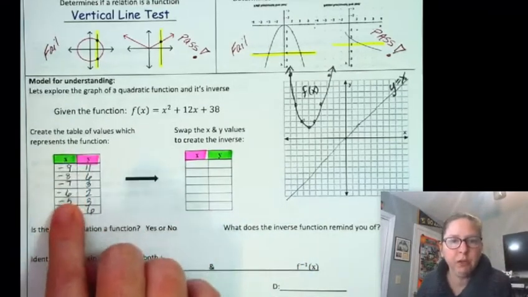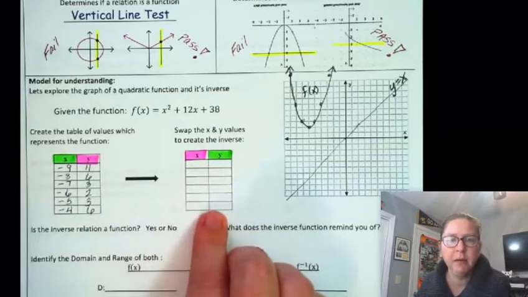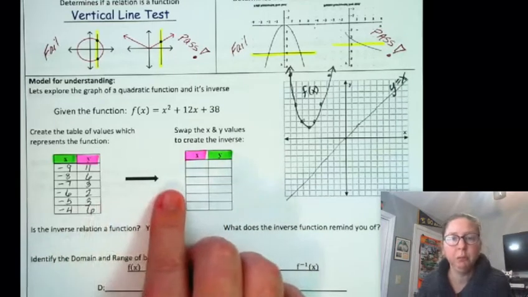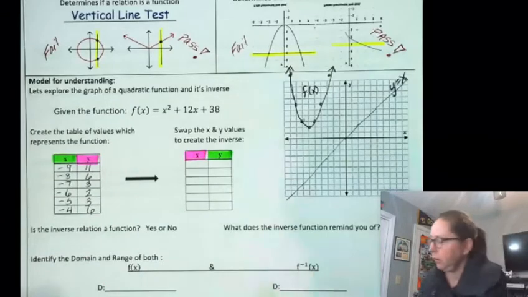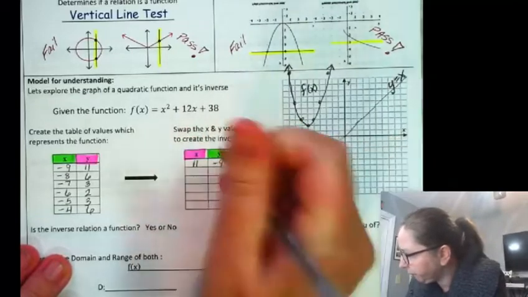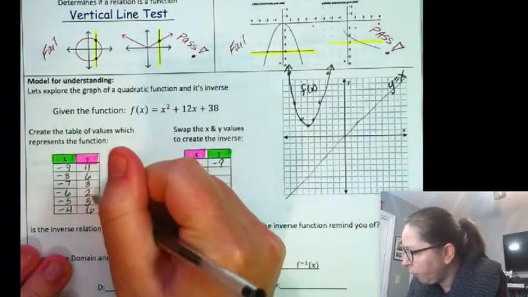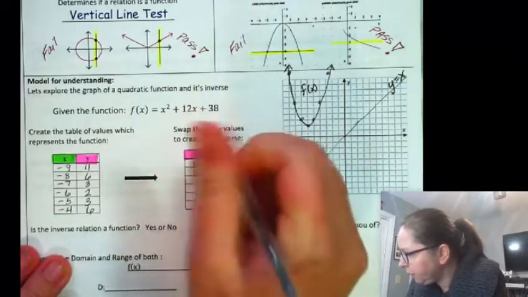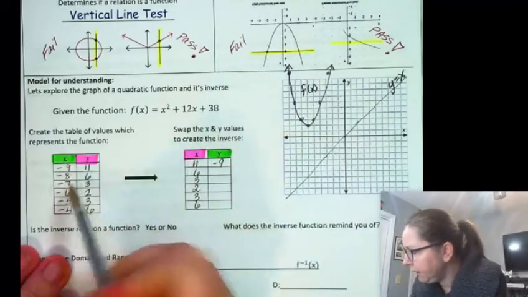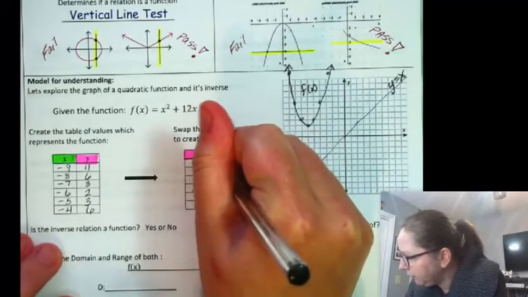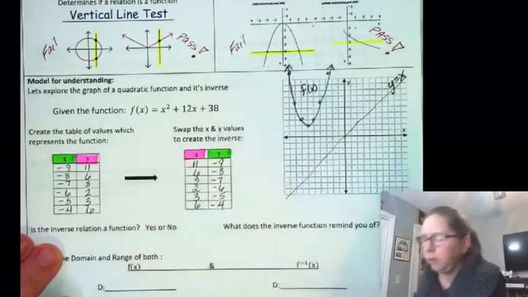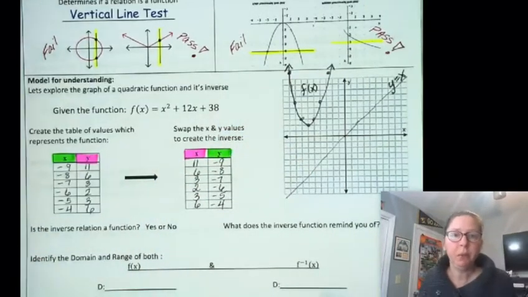We're going to take all these x values from the original function and move them over to the y value spot. Then we'll do the same thing with the y values of the original function and put them in the x value spot. So instead of negative 9, 11, I now have 11, negative 9. All my y values here become my x values here. Now let's take all these x values and move them over to the y side of my table. That is how I handle it with a table.